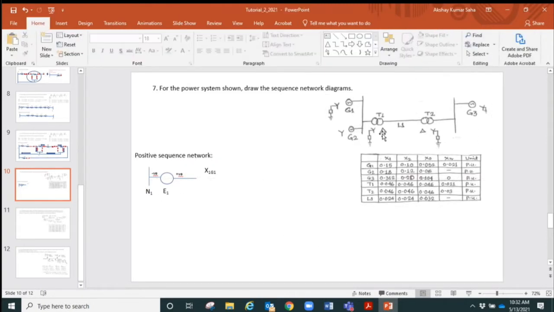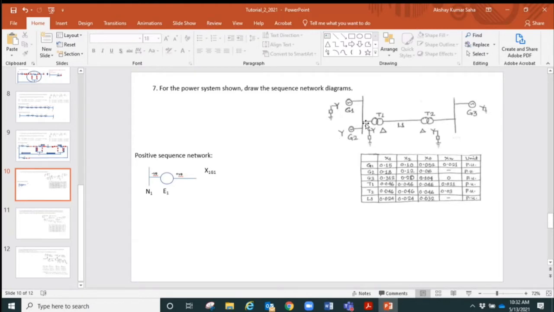So what we see here in the system, first we have two generators that are connected to a common bus bar. Generator G1 is connected grounded through an impedance or reactance that will be defined or given in this table. We will find it out from there. And then generator 2 is connected, but it's not grounded.